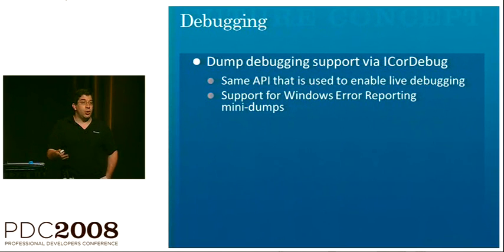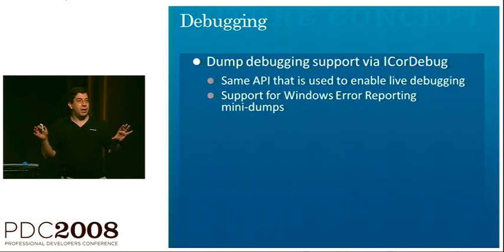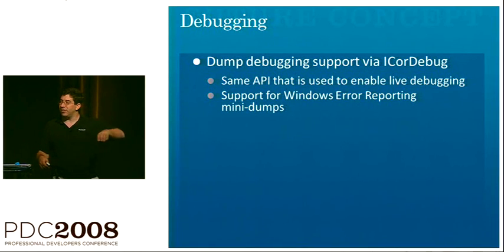And so another thing we've been doing to make your life easier is dump debugging support via ICorDebug. That's the same API that Visual Studio and most other debuggers use to do debugging. And now it can look at live code. It can also look at dumps. And that's going to mean it's very easy for these debuggers to start exposing this functionality to you.